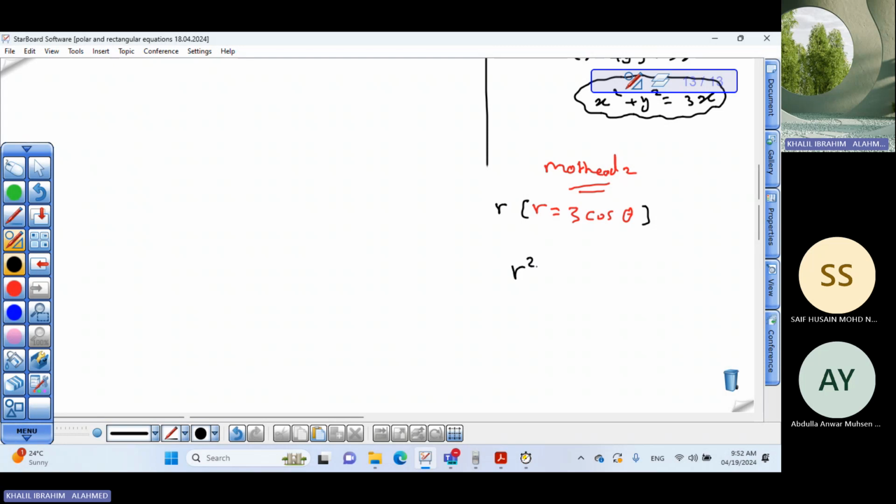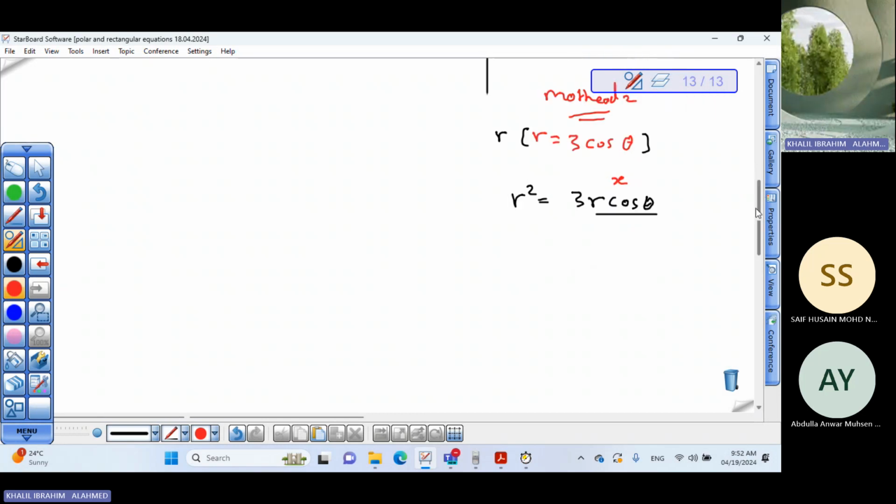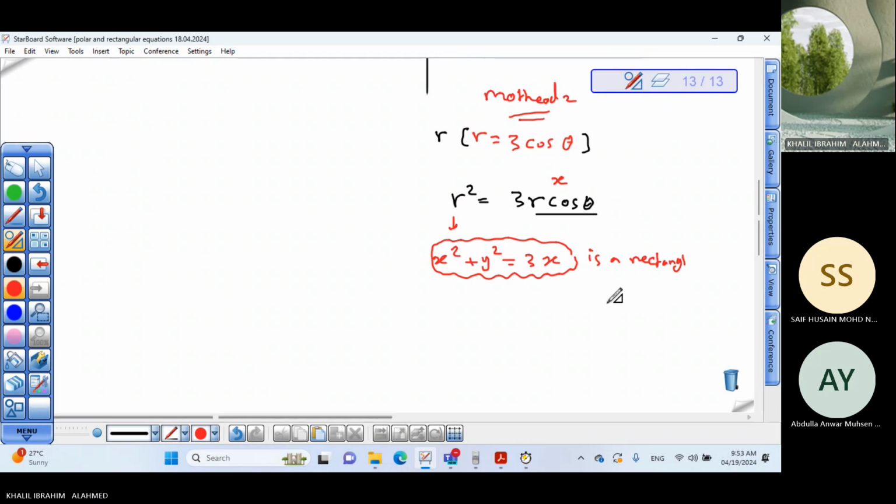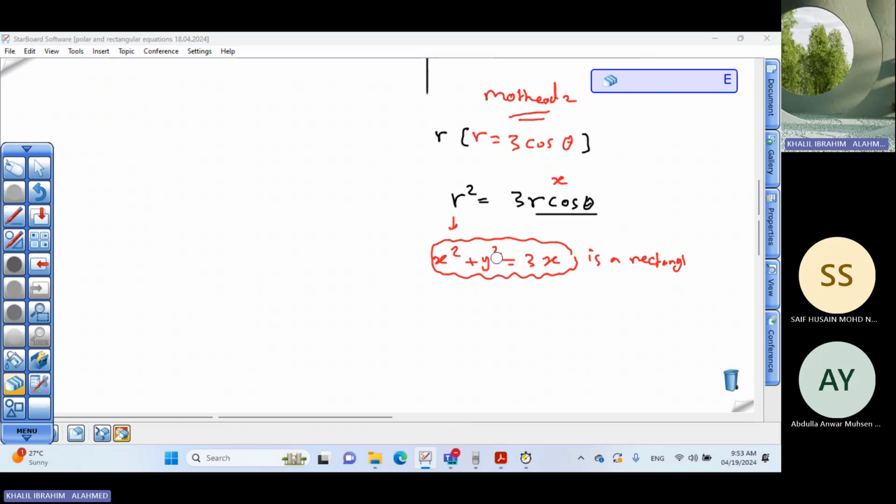This gives r times r, which is r squared, equals 3r cosine theta. But we know r cosine theta is x. Okay, it's easy now. r squared, which is x squared plus y squared, equals 3x. It's easy. This is the second method, a rectangular equation.